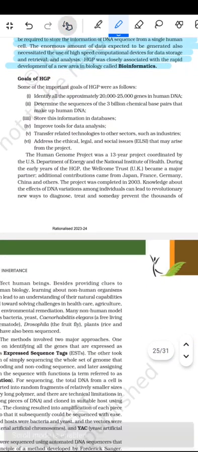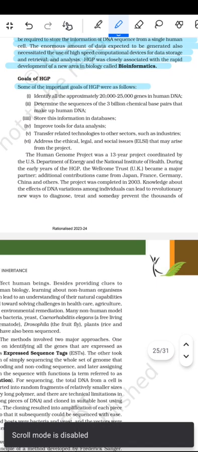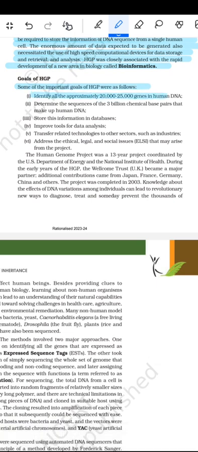फिर आता है goals of the HGP. तो some of the important goals of the HGP are as follows: identify all the approximately 20,000 to 25,000 genes in human DNA, determine the sequence of the 3 billion chemical base pairs that make up human DNA, store this information in databases, improve tools for data analysis, transfer related technologies to other sectors such as industries, address the ethical, legal, and social issues that may arise from the project.